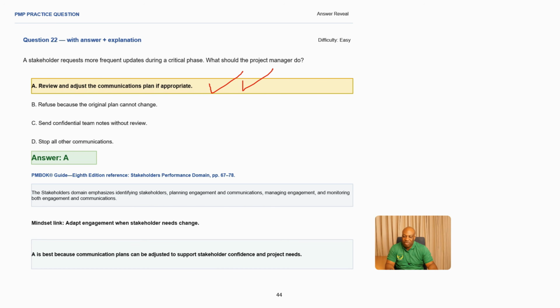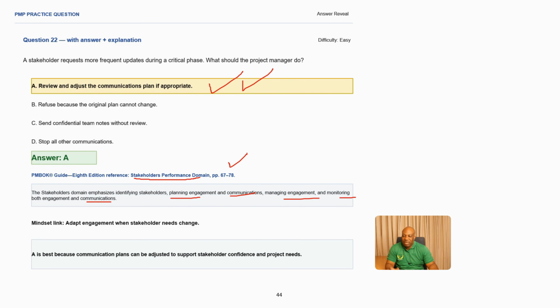It is the stakeholder performance domain, which is also on page 67. All right. What does it say? It says the stakeholder domain emphasizes identifying stakeholders, planning engagement, communicating, managing engagement, and also monitoring both engagement and communication.